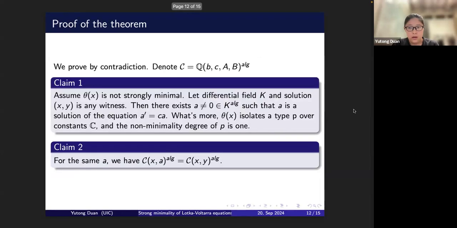Here's my proof. I prove by contradiction. I denote this field to be the rationals adjoined b, c, A, B, all the parameters, and then take the algebraic closure. First I have 2 claims. First, assume theta of x is not strongly minimal. Then let the differential field K and solution x, y be a witness. Remember, in the irreducibility, we need the transcendence degree of K adjoined the solution over K to be 0 or 2 in our case.